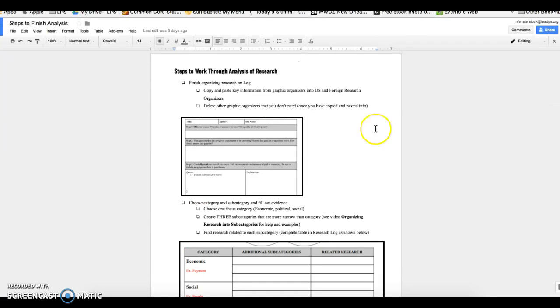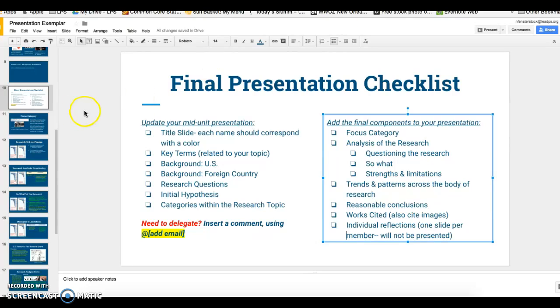Okay? All right. We're going to go ahead and take a look at the presentation exemplar right now, which at this point should be really familiar to you. And the things that we're going to quickly review are, again, the slides that you should be able to complete today as a result of the work that we did last class.